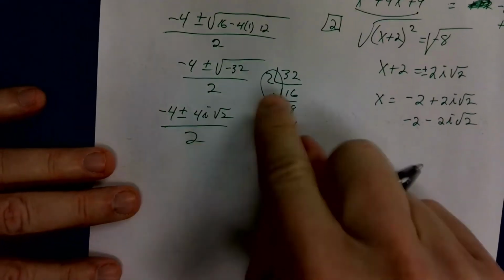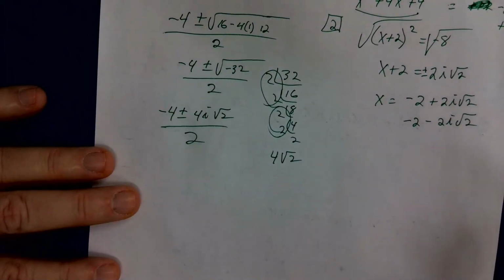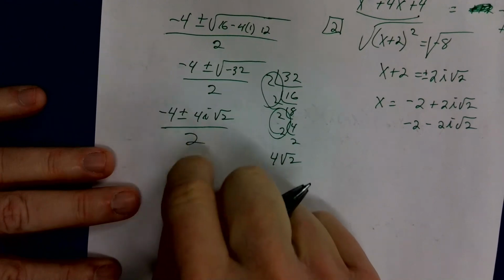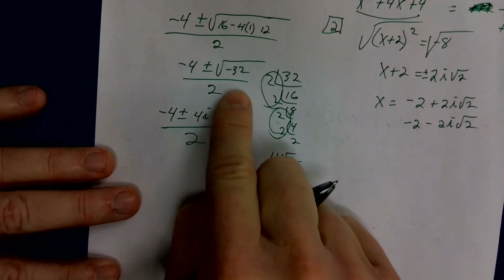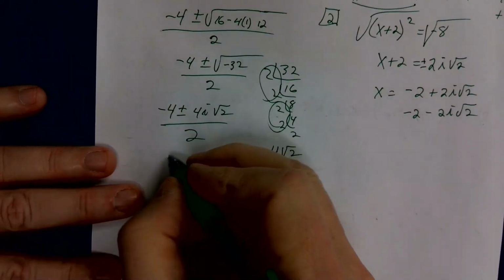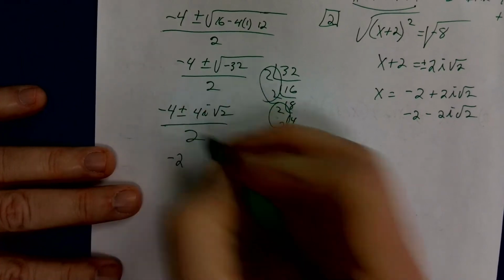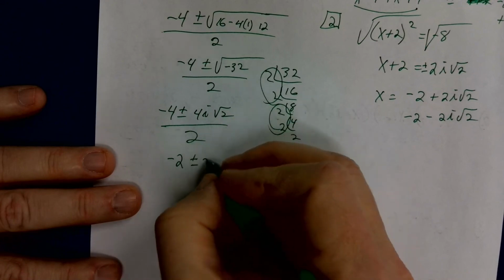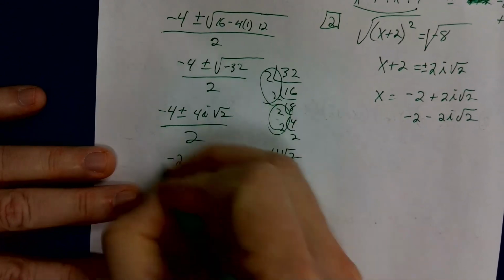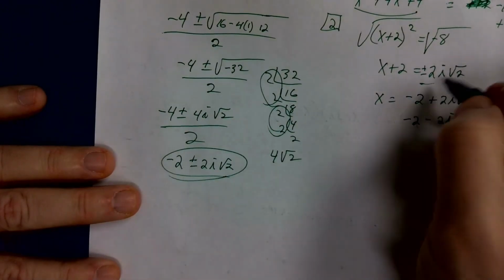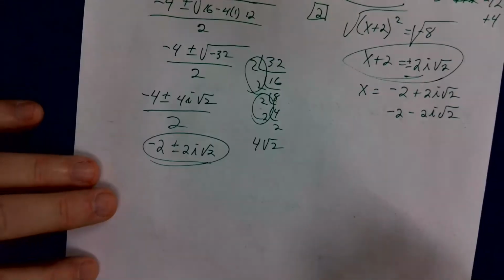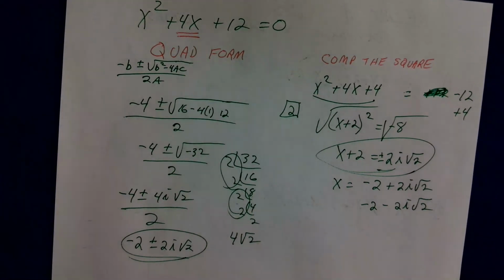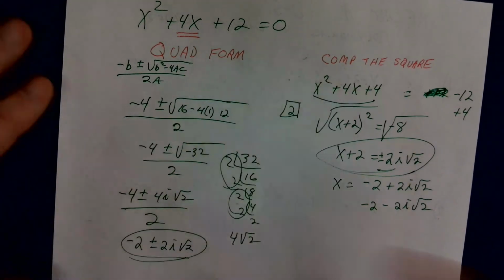And here's where the issue came from some of the people at home. They only divided the 2 into one of these numbers, not both, but I need to divide it into both parts. So then you can see I get negative 2. Negative 4 divided by 2 is negative 2. Plus or minus 4 divided by 2 is 2, so 2i root 2. And you can see that that is the same as what I got when I did that over there. Okay?